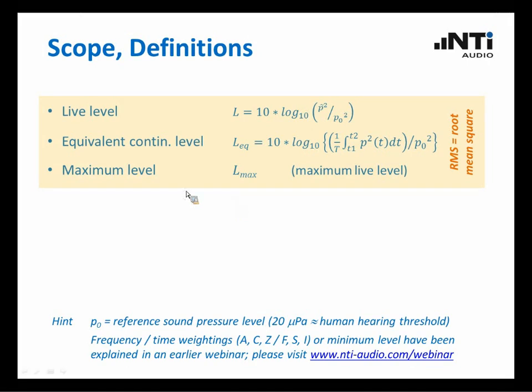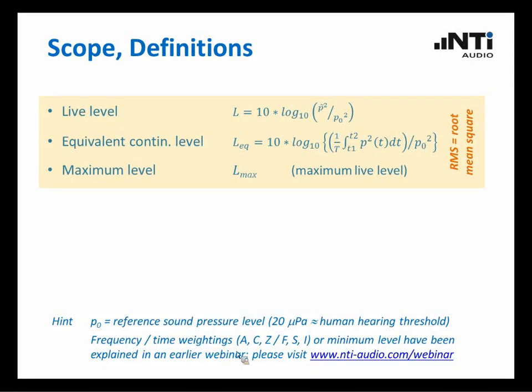Secondly, you may have noticed this P0 value here, which is required for the logarithmic calculation. P0 is the reference sound pressure level, which has been defined as 20 micropascal, which is approximately the human hearing threshold at 1 kilohertz.